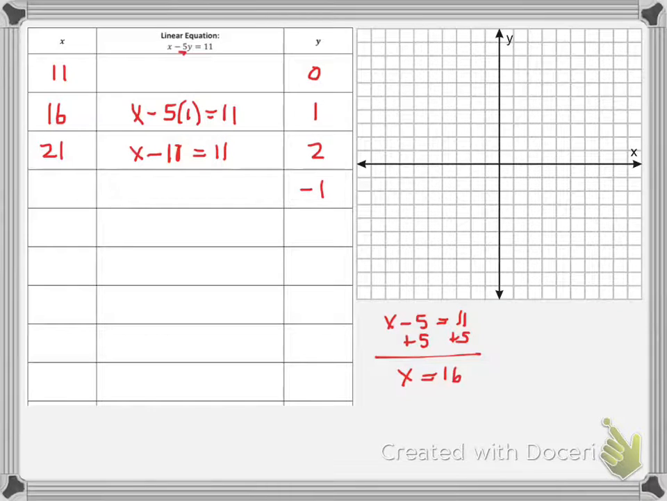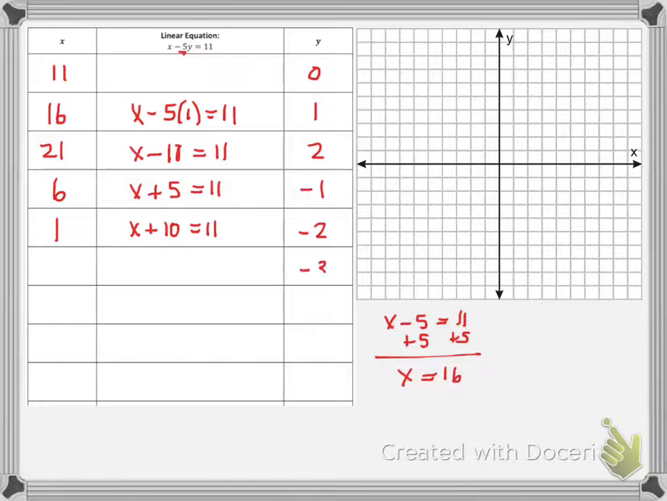If my y value is a negative 1, I would have x plus 5. Negative 5 times negative 1 is a positive 5, so x plus 5 equals 11. Subtract 5 from both sides, I get x equals 6. Let's put a negative 2 in there. X plus negative 2 times negative 5 is a positive 10 equals 11. And if I subtract 10 from both sides, I get x equals 1.